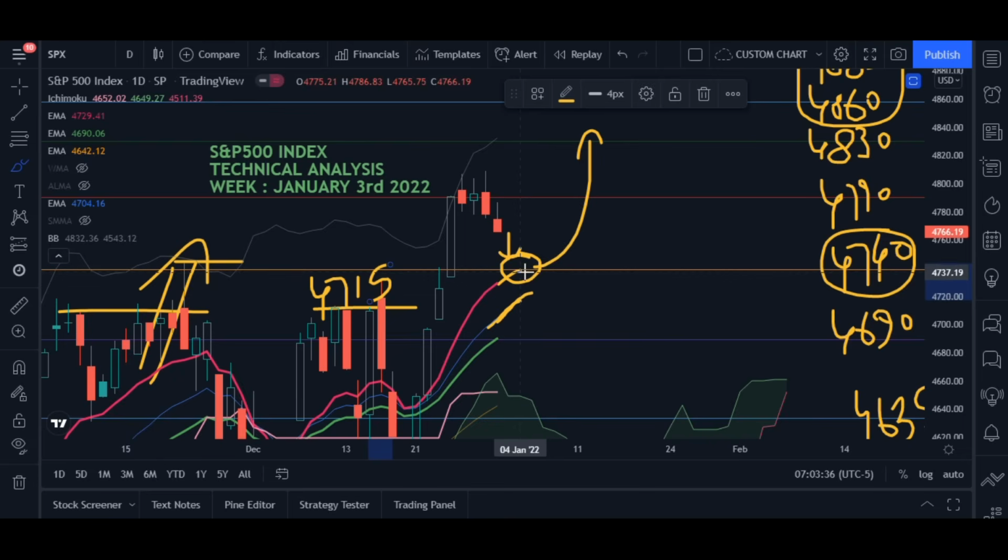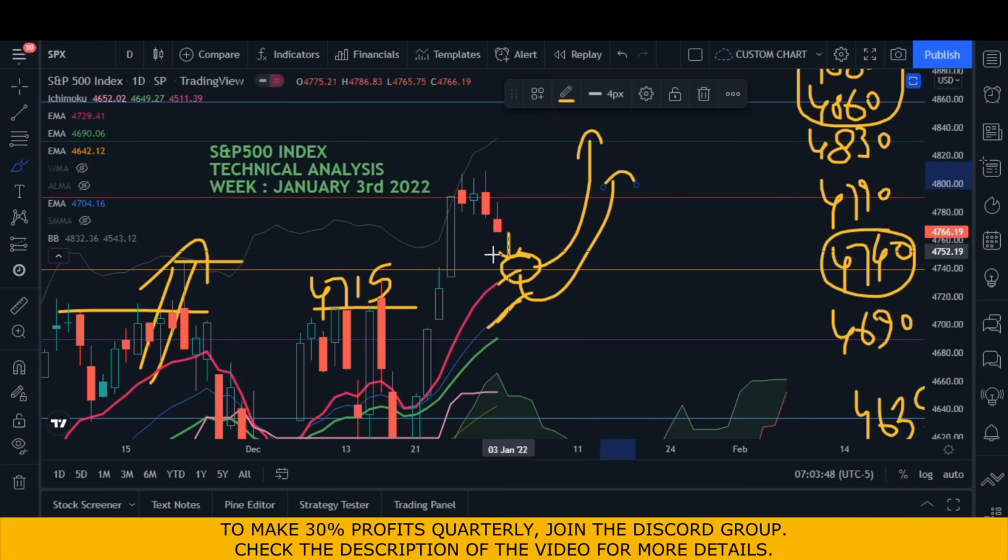Now after hitting this again, it will retrace, because the market is in a bullish moment. There are bullish sentiments in the market, so the market will move up. So it is coming down and then it will move up further.